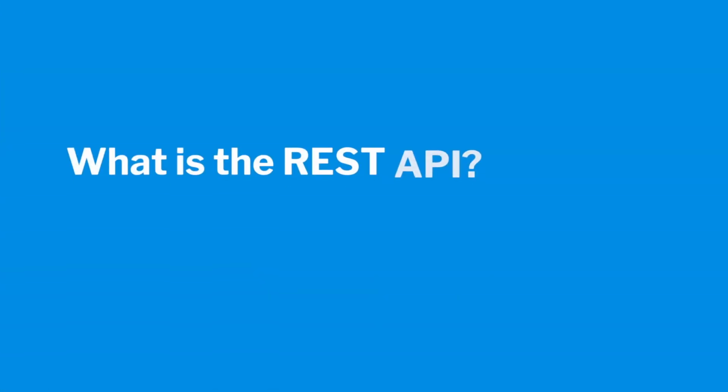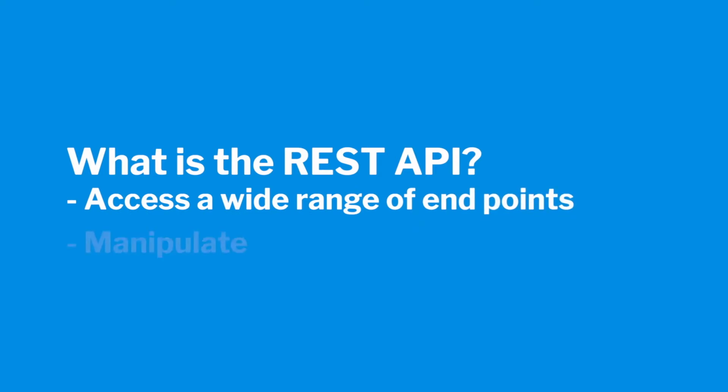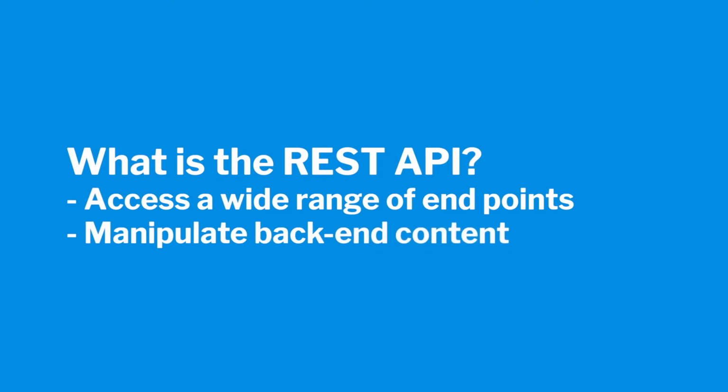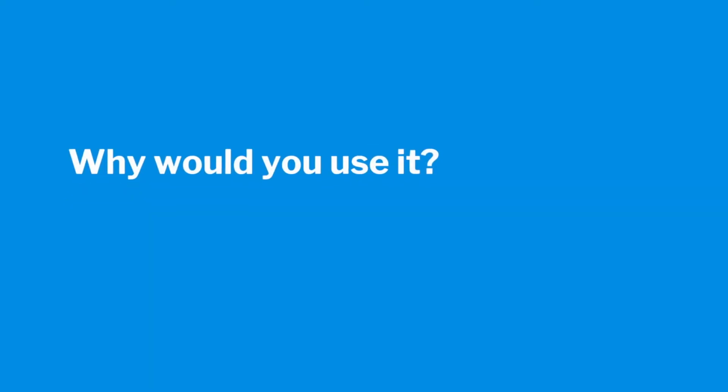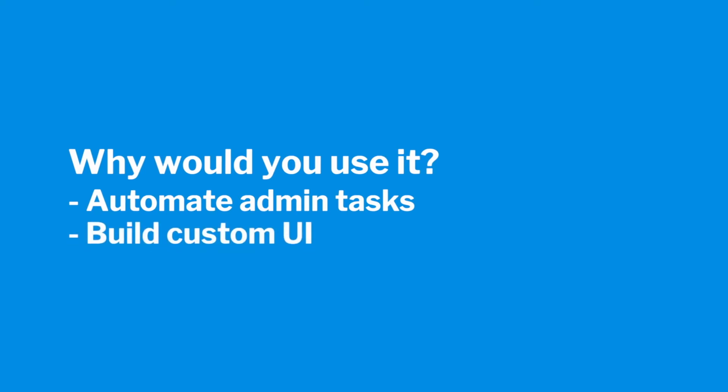The Yellowfin REST API is a web services API built using the REST architectural style. The API provides access to a wide range of endpoints, allowing programmers to access information and manipulate back-end content programmatically. Using the REST API, a variety of manually intensive Yellowfin administrative tasks can be automated. In addition, the REST endpoints provide a low-level programming interface that allow you to build completely custom UI components.